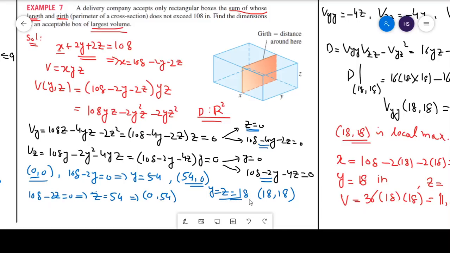So your only possibility remaining is (18, 18), right? If you put in 18 and 18, your volume is a positive value. Now we need to check whether this (18, 18) is really a local maximum, because it can never be an absolute maximum if it is not a local maximum. Every absolute maximum is also a local maximum. Similarly, every absolute minimum is also a local minimum, right?